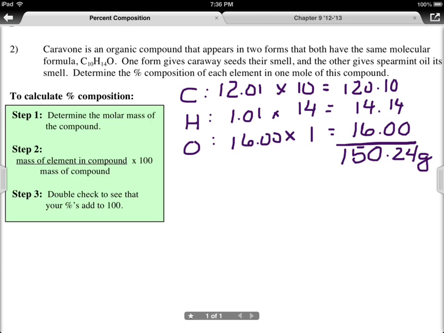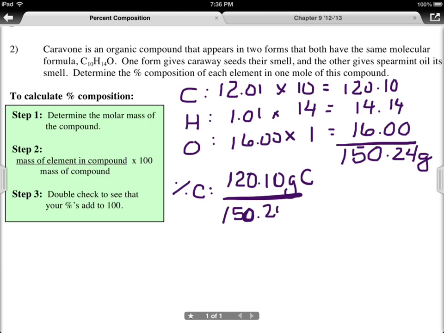So the next thing I'm going to do is figure out the percentage of carbon in this. So all I do is I take the total mass of the carbon, which is 120.10 grams, and I'm going to put that on the top of my fraction. And I'm going to divide that by the mass of the entire compound, which is 150.24 grams. And I put that on the bottom. And multiply by 100. And that's going to give me 79.94%. So that's how I'd figure out the percentage of the carbon.